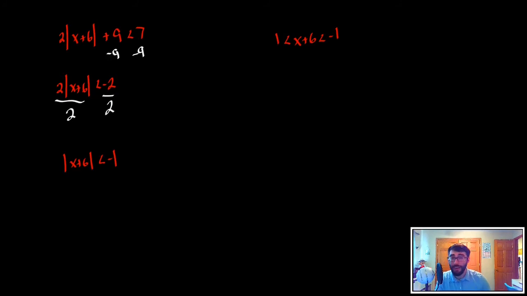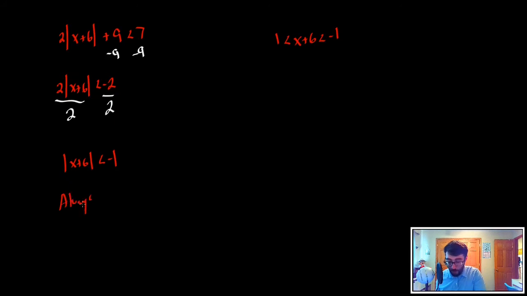Remember, what's inside does not change, so we would have x plus 6 is less than negative 1, but is greater than positive 1. Wait, what? Yeah, this doesn't make any sense, okay? Think back to what absolute values actually measure. They measure distance. So what this is asking for is, what numbers are less than negative 1 away from negative 6? That doesn't make any sense. Distance cannot be negative. Another way to think about this is, what does an absolute value do? It takes whatever's inside and makes it positive. So this side here is always going to be positive.